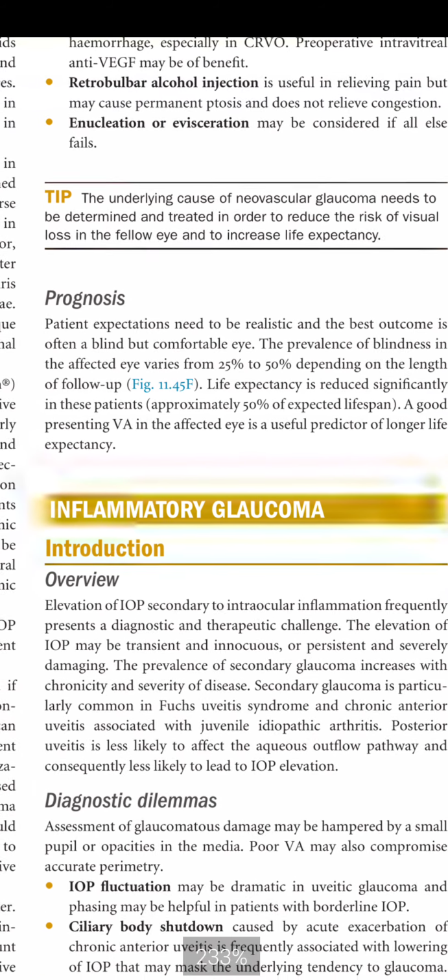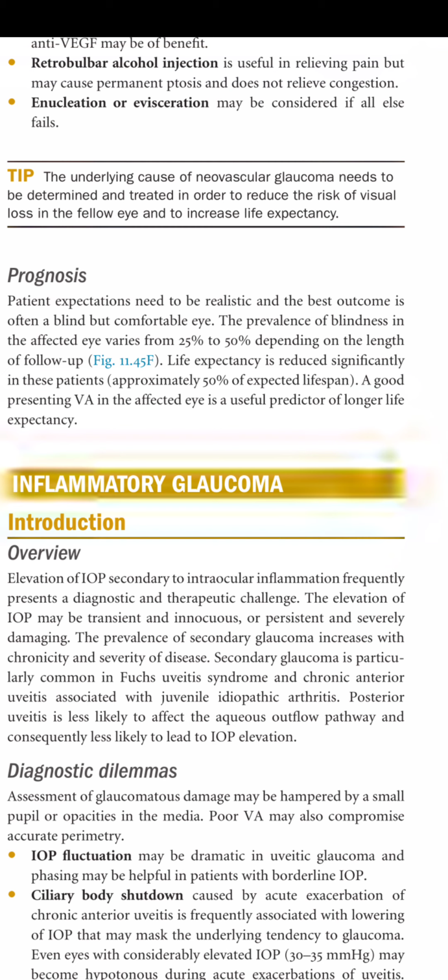So, what is the prognosis of a patient with neovascular glaucoma? Patient expectation needs to be realistic, and the best outcome is often a blind but comfortable eye. The prevalence of blindness in the affected eye varies from 25 to 50% depending on the length of follow-up. Life expectancy is reduced significantly in these patients, approximately 50% of the expected lifespan. A good presenting visual acuity in the affected eye is a useful predictor for longer life expectancy.